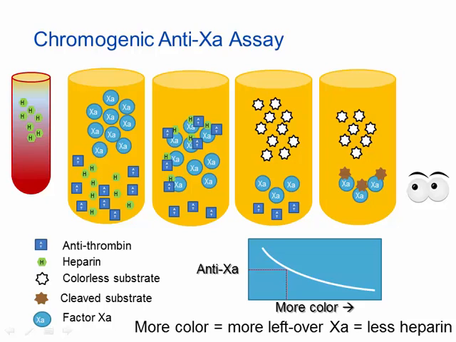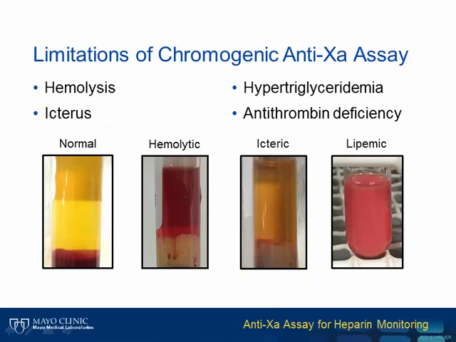The amount of color is correlated to a plasma heparin level with the appropriate heparin standard curve. In other words, the amount of unbound residual factor Xa is negatively proportional to the heparin concentration in the plasma sample. And by measuring the activity of only Xa, the anti-10A assay is more specific than the PTT for measuring heparin activity. However, the anti-10A assay is not perfect.